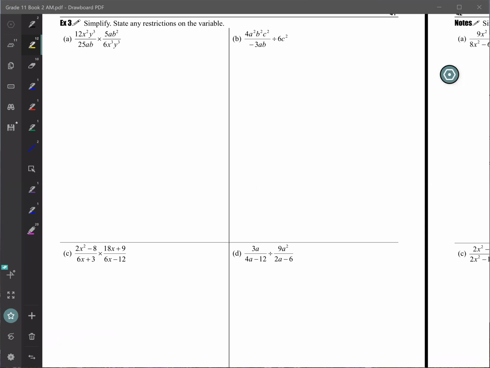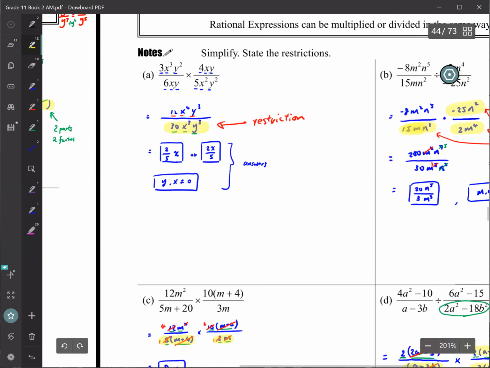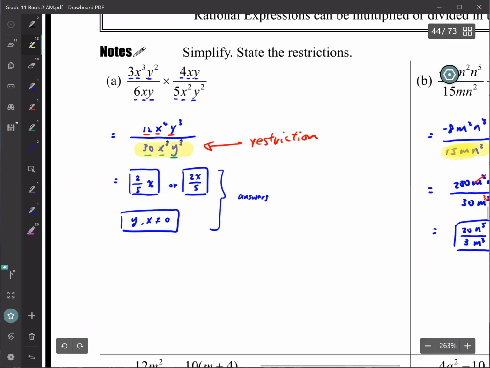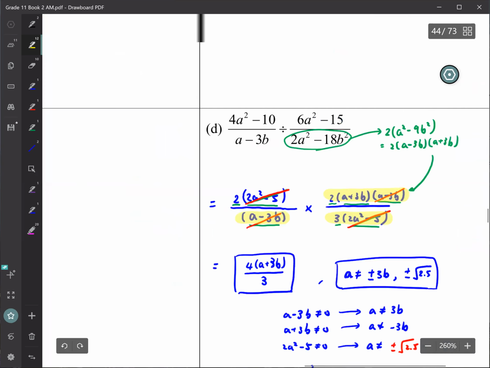Oh, I see what you meant by the question, right? For question A, we did restrictions for both X and Y because they are in separate factors, separate parts. You see Y as itself a factor, and X itself is also a factor. They are in separate parts, so that's why you need a restriction for each part.